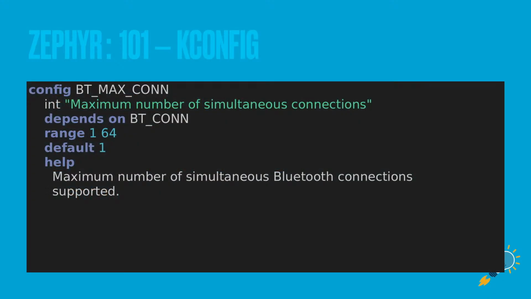Here are some other important Kconfigs that you might want to consider when you're setting things up. I didn't have to do anything because the defaults are fine for me, but there's the configuration for max connections. If you want to set the number of connections, maybe you have multiple devices that you want to connect to it. The more connections, the more memory usage you're going to have, so that's just something to keep in mind. Most of the time, one is the default, where you're only connecting to one phone or one other device.